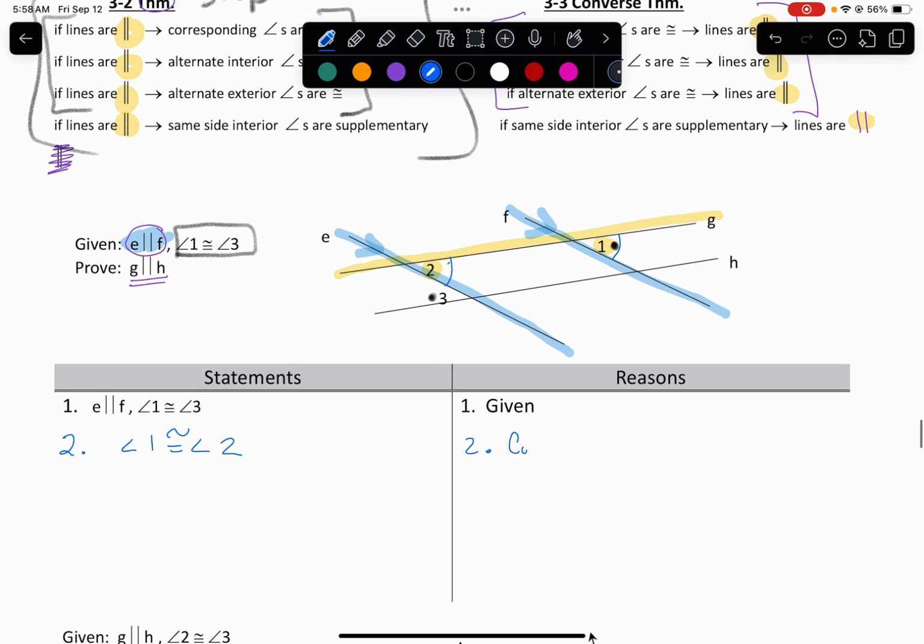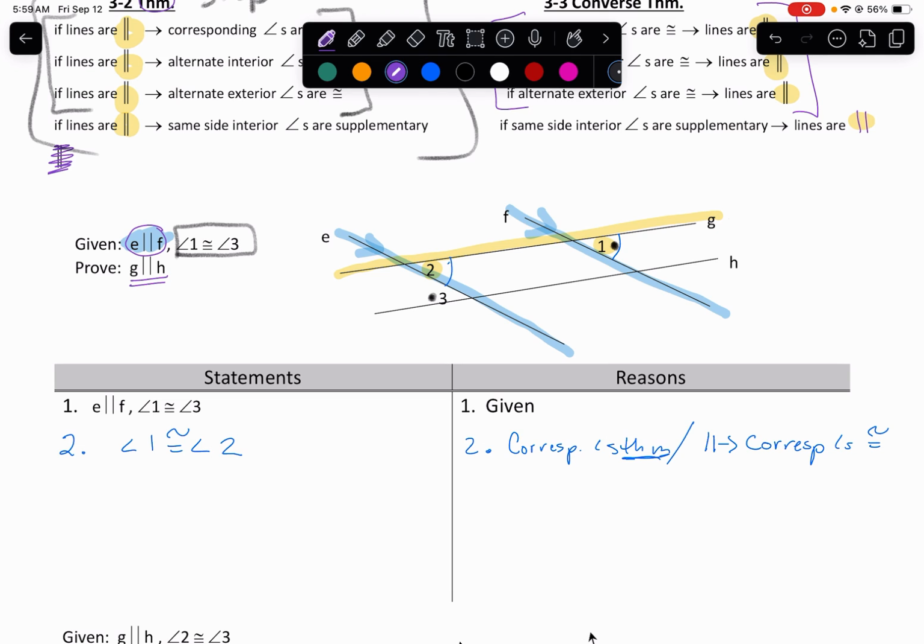So by the corresponding angles theorem, or you could also write if parallel, then corresponding angles are congruent. So there's our step 2. This is where we're using that theorem.